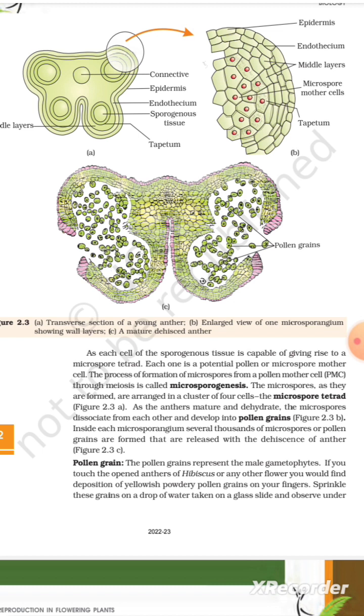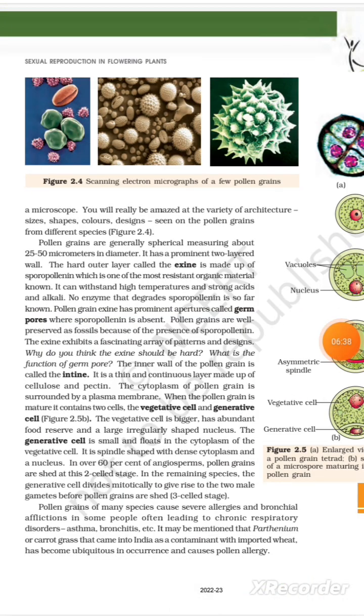If you touch the open anther of hibiscus or any other flower, you would find deposition of yellowish powdery pollen grains on your fingers. Sprinkle these grains on a drop of water taken on a glass slide and observe under a microscope. You will really be amazed at the variety of architecture, sizes, shapes, colors, designs seen on the pollen grains from different species. Figure 2.4.